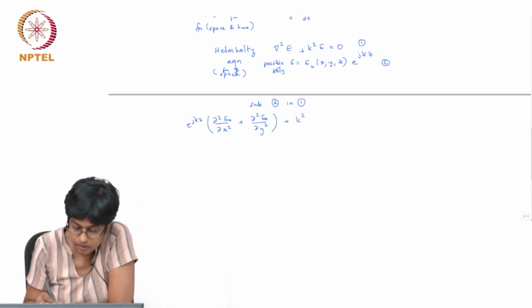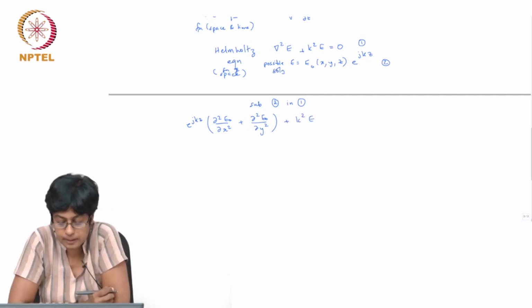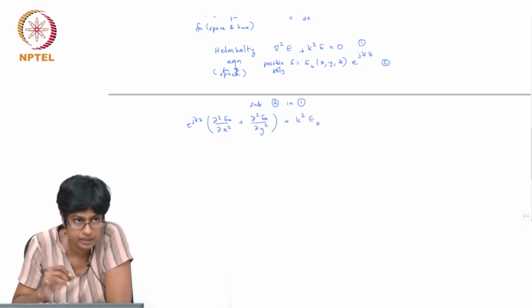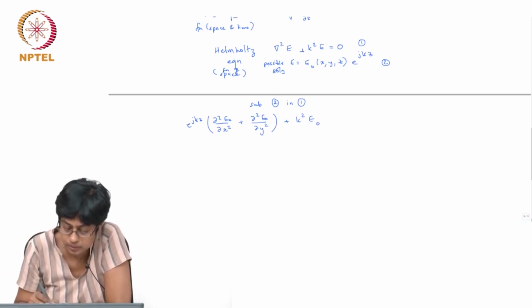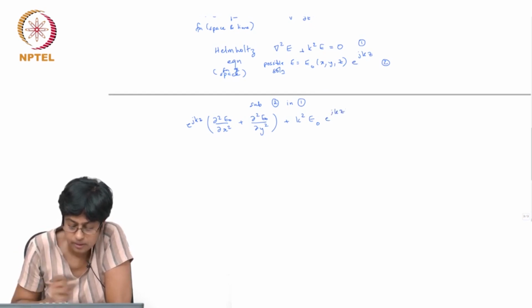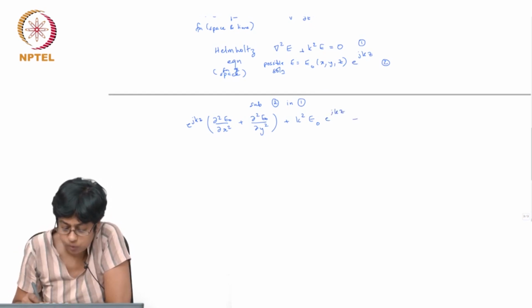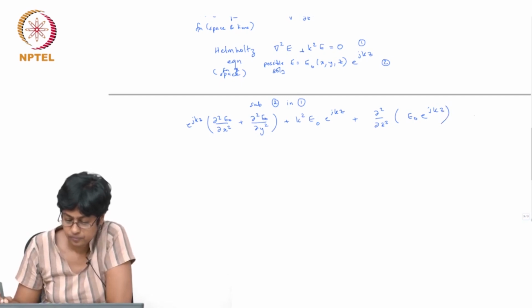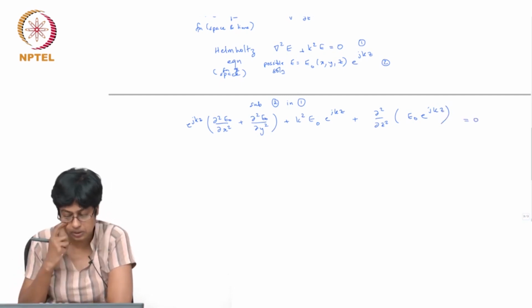There's this k squared E there, where I'm not writing out x, y, z of E naught, but everywhere please note E naught is a function of x, y, z. Okay. And I'm going to have dou squared by dou z squared of E naught e power j k z. Right? This is equal to 0.